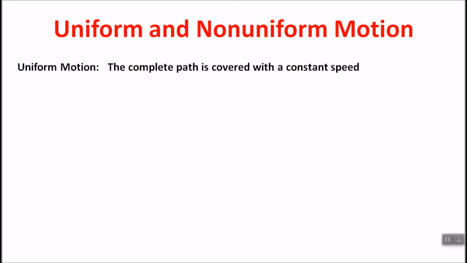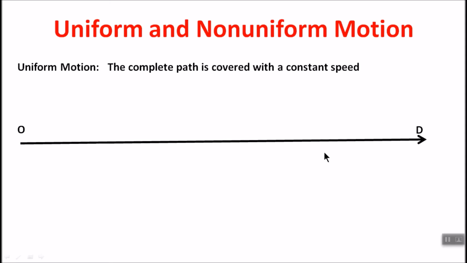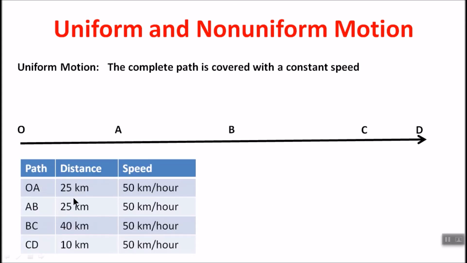Now we come to the concept of uniform and non-uniform motion. A uniform motion is where the complete path is covered with a constant speed. Say an object moves from O to D. This is the initial position, this is the final position. It goes through points A, B, C and finally reaches D. While there are different distances, 25 kilometer, 25 kilometer, 40 kilometer, 10 kilometer, the speed throughout all segments is 50 kilometer per hour. So we say that it is moving at a constant speed of 50 km per hour.